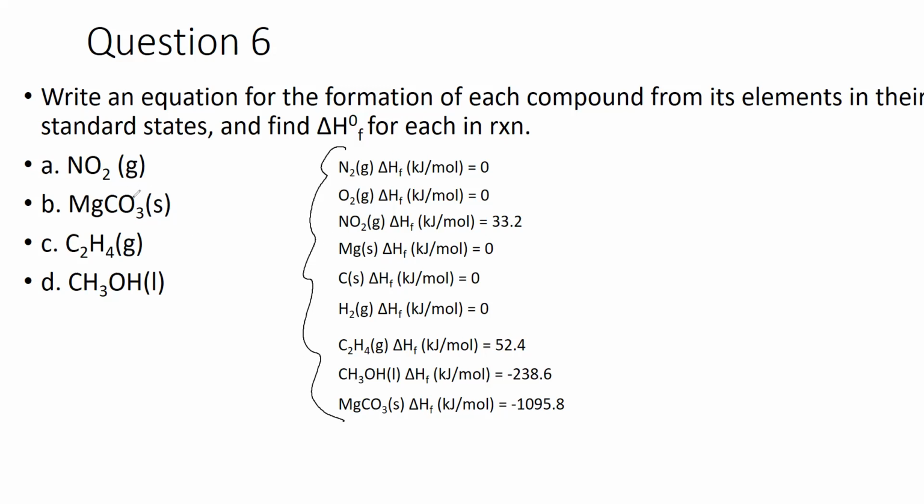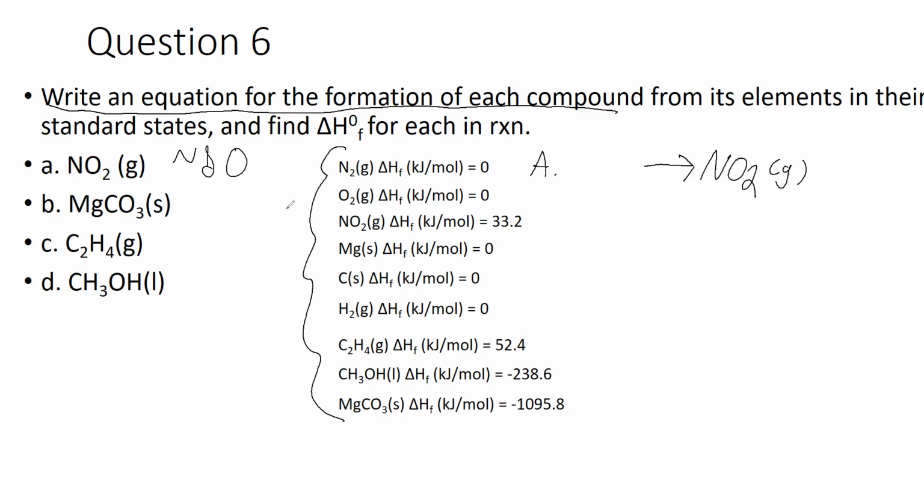So when doing this, the first thing you want to do is write a chemical equation for the formation of each compound. So for A, I'm just going to write the product, right? So I'm trying to form NO2. So my product is going to be NO2. And I need to create that from the elements that make up NO2. And NO2 is made out of 2 elements, right? Nitrogen and oxygen.